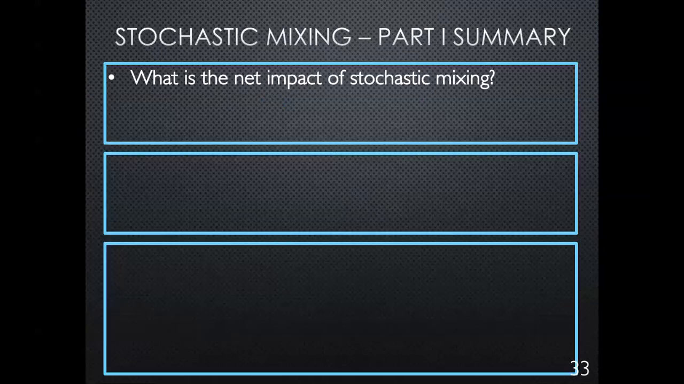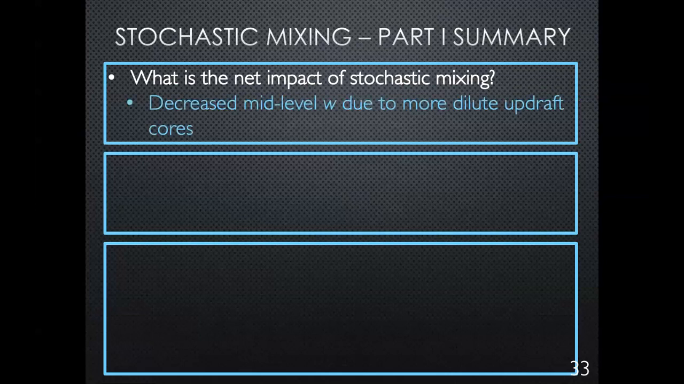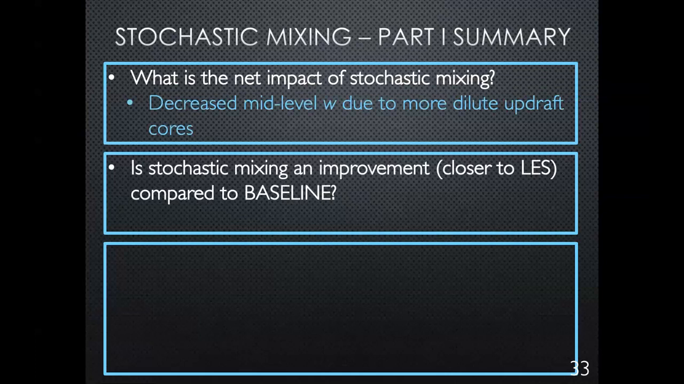With that, I'll wrap this up with a couple of main points. What's the net impact of stochastic mixing? We found a decreased mid-level vertical velocity due to more dilute updraft cores. An important question is whether it's an improvement, closer to the LES compared to the baseline simulation. We found the answer to be yes, but only when used with caution, and honestly probably not worth the computational expense that the stochastic pattern generator requires.